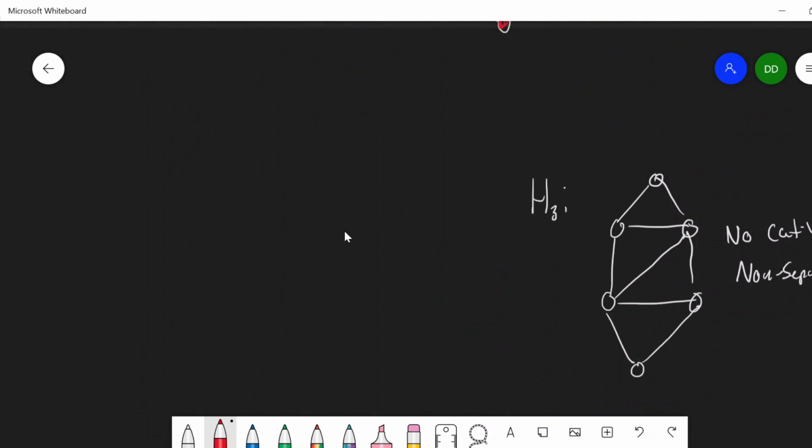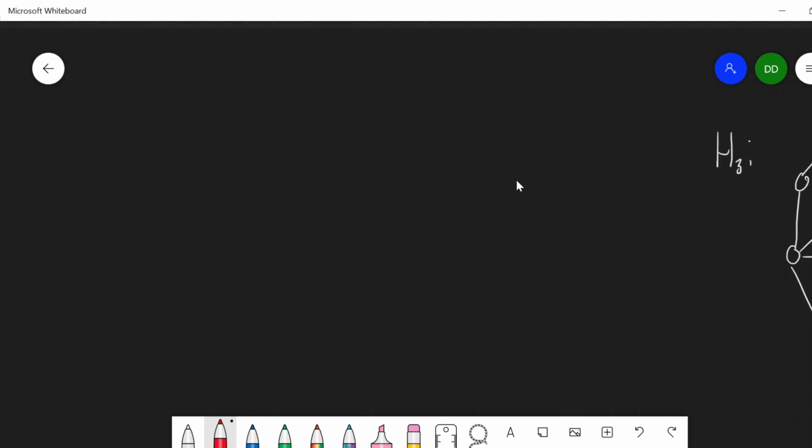Now, I want to do one more example here. And that's to look at a path. So let's say look at, I don't know, P7. 1, 2, 3, 4, 5, 6, 7. So there's P7. And look for the cut vertices again. So this is a cut vertex, cut vertex, cut vertex, cut vertex, cut vertex. This one contains just 2 non-cut vertices. So not a cut vertex, not a cut vertex, but the other ones all are.